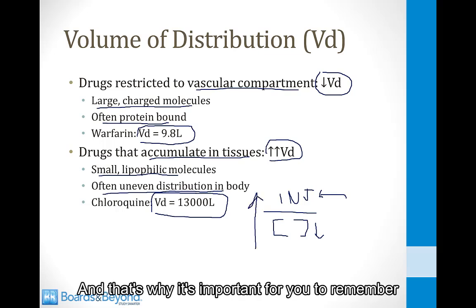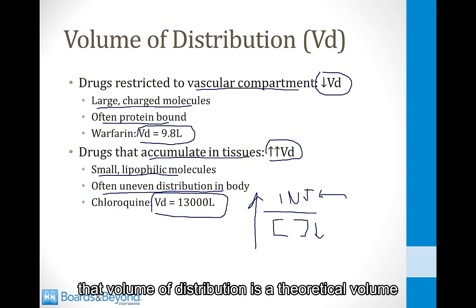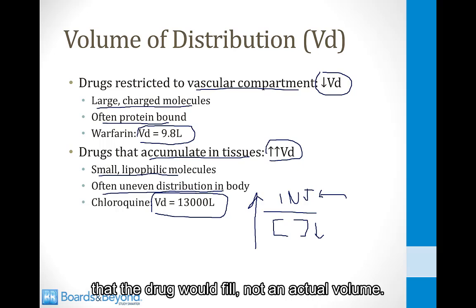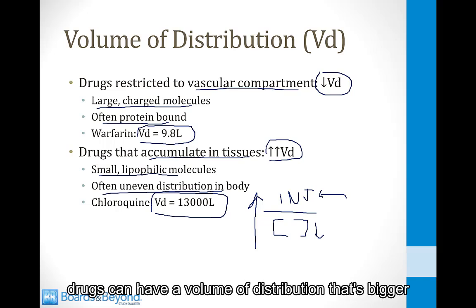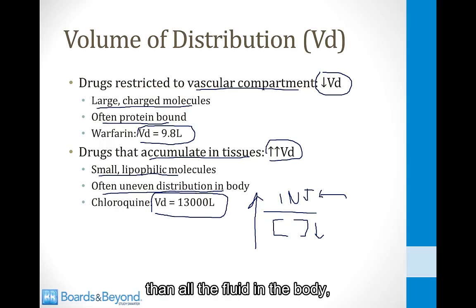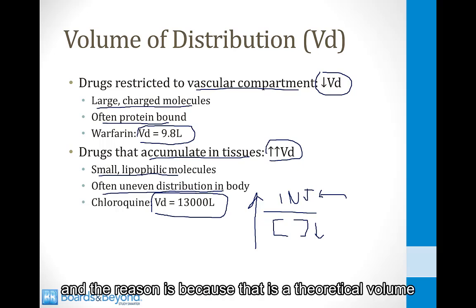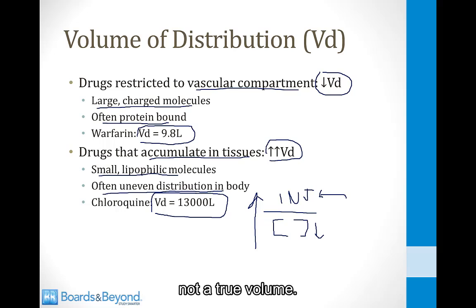And that's why it's important for you to remember that volume of distribution is a theoretical volume that the drug would fill, not an actual volume. And the reason that's important is because drugs can have a volume of distribution that's bigger than all the fluid in the body. And the reason is because that is a theoretical volume, not a true volume.